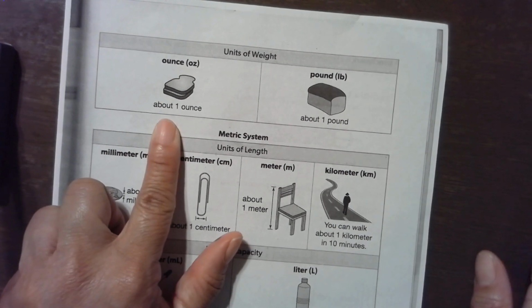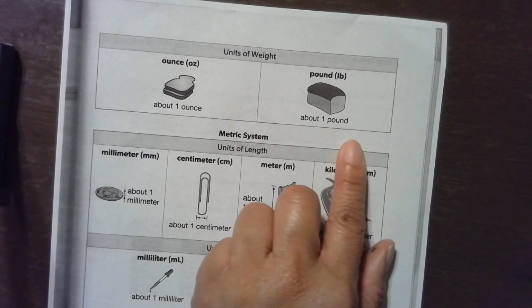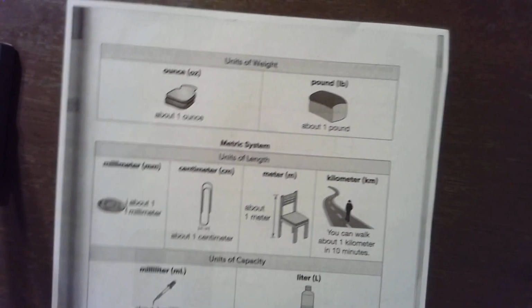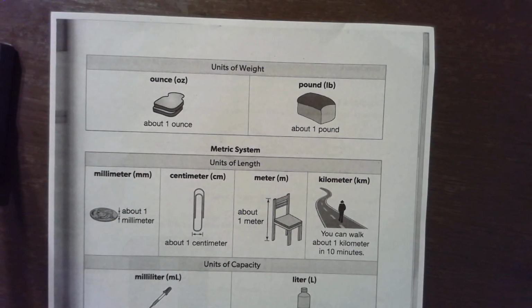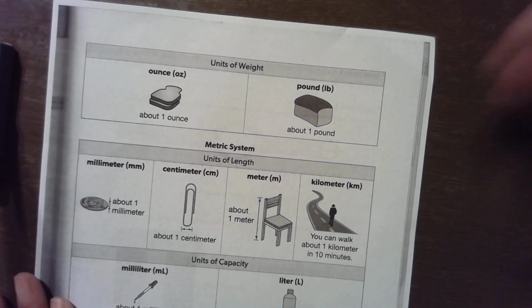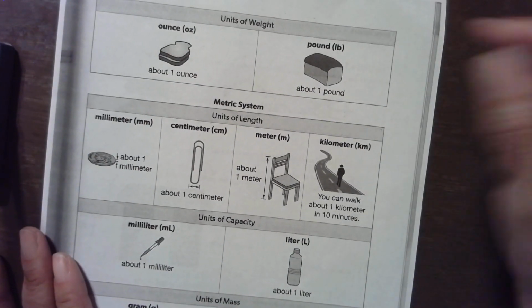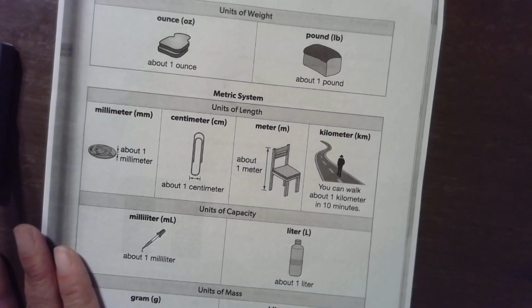And for weight or mass, an ounce is about the weight of a slice of bread, and a pound is about the weight of a loaf of bread. If you look at the label, it'll tell you it's 16 ounces to a pound. And the one that's not mentioned here is a ton, and that's the real heavy. Nobody can lift a ton. It's like an elephant.